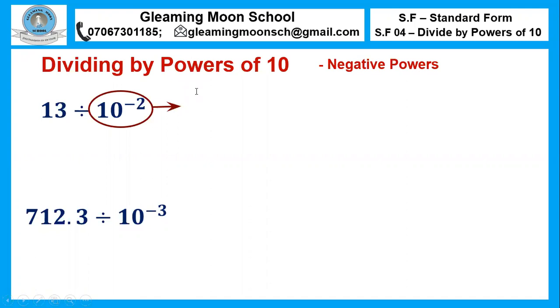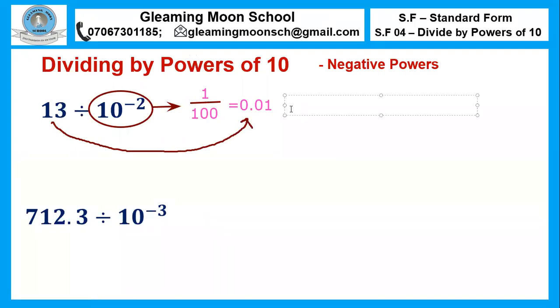You remember that a negative power means 1 divided by, okay? So we're going to have 1 divided by 10 raised to the power of 2, and 10 raised to the power of 2 is the same as 100. So basically what we have here is 1 divided by 100. And 1 divided by 100 would give us 0.01, okay? So that's what we have here. So if we now match them up together, basically we have 13 divided by 0.01.